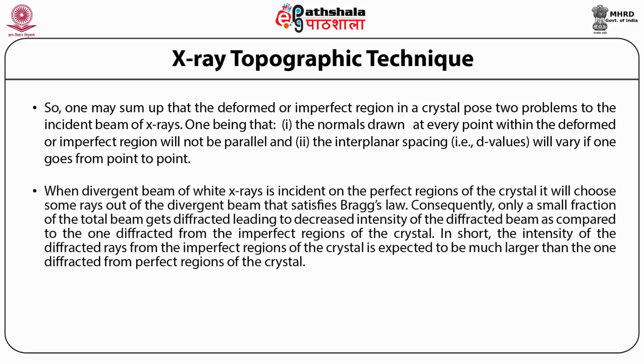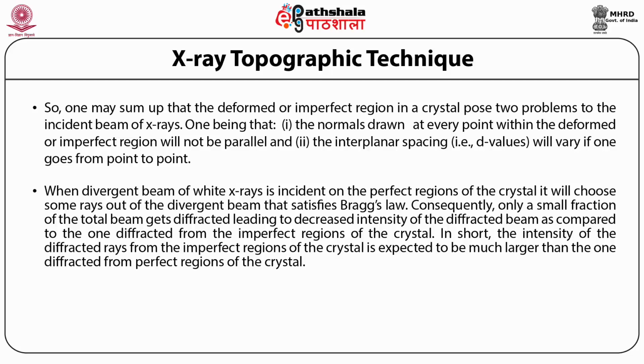When a divergent beam of white X-rays is incident on the perfect regions of the crystal, it will choose some rays out of the divergent beam that satisfy Bragg's law. Consequently, only a small fraction of the total beam gets diffracted, leading to decreased intensity of the diffracted beam as compared to the one diffracted from the imperfect regions of the crystal.